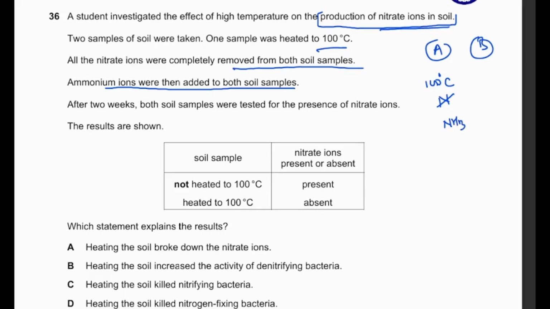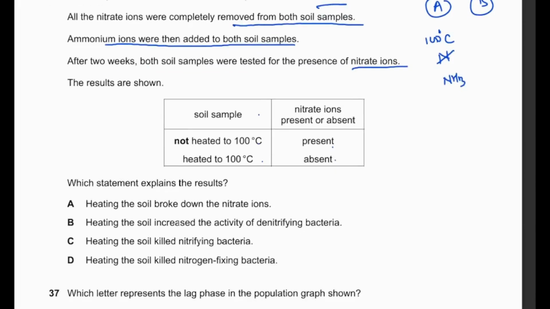After 2 weeks, both soil samples were tested for the presence of nitrate ions. So nitrate was removed completely, but now ammonium is added. Soil sample not heated, and heated to 100 degrees Celsius. Okay, nitrate ion present or absent, present and absent mentioned here. Which statement explains the result? Heating the soil broke down the nitrate ion. So there is no nitrate left, no.